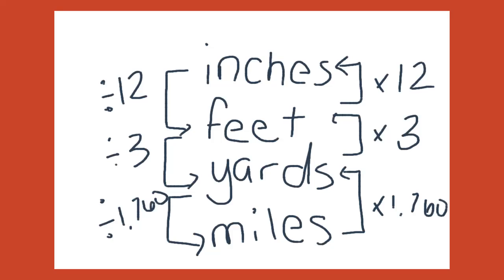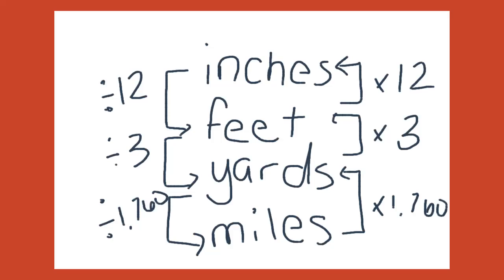But wait, I want to check my work. So if I have 15 feet, I'm going to start in feet, that's what they give me, and I need to get down to yards. Well, looking at my arrows, I need to go down and follow the instructions. 15 divided by 3 will give me 5 yards. 5 yards and 15 feet.